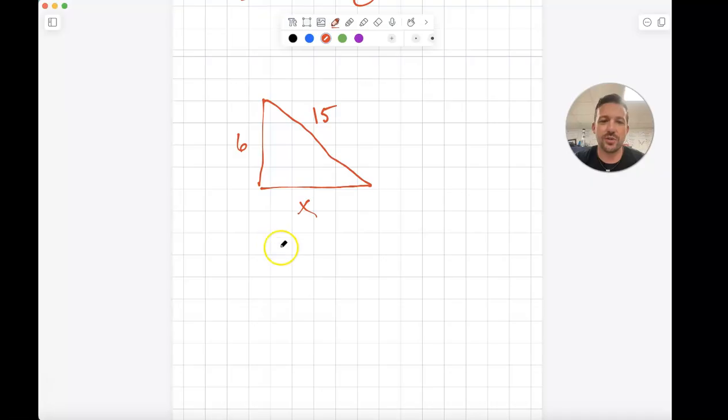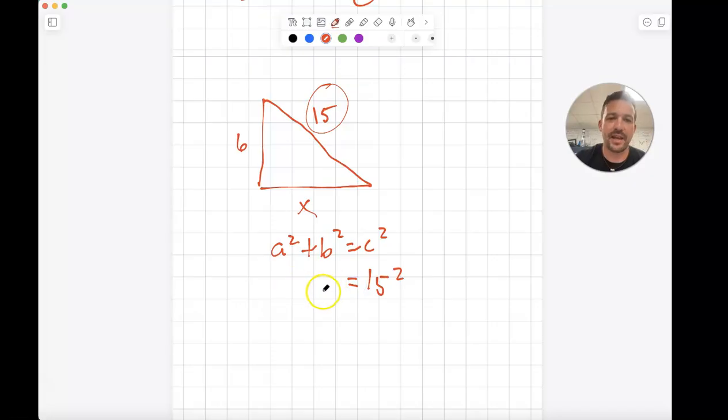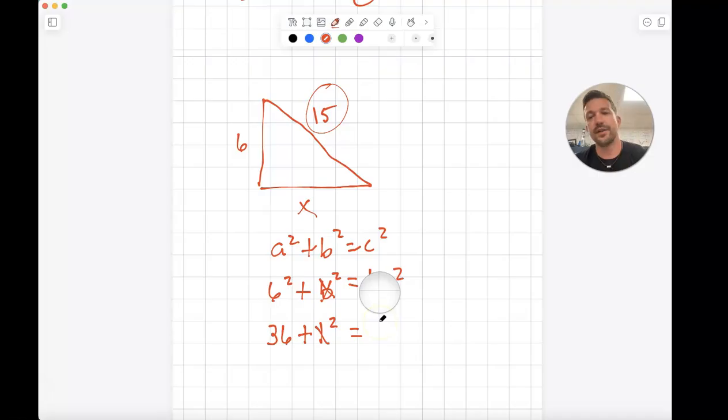Okay, so I'm going to use a squared plus b squared equals c squared. Remember, this is my long one. That is c. So I'm going to do 15 squared here. And then b squared, I'm going to say that's my x. I'm going to solve for x. And then this will be my 6 squared. Okay, you just go about solving here. So 6 squared is 36, plus, here I'll call it x squared, equals 15 squared. Let's write that out. 15 times 15. It's going to be 225.